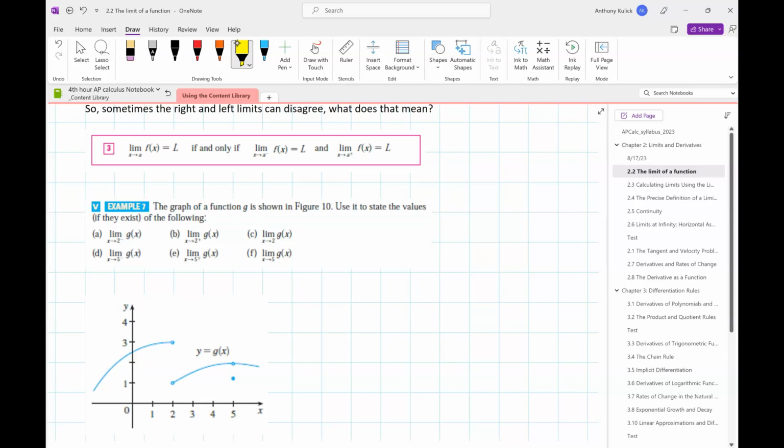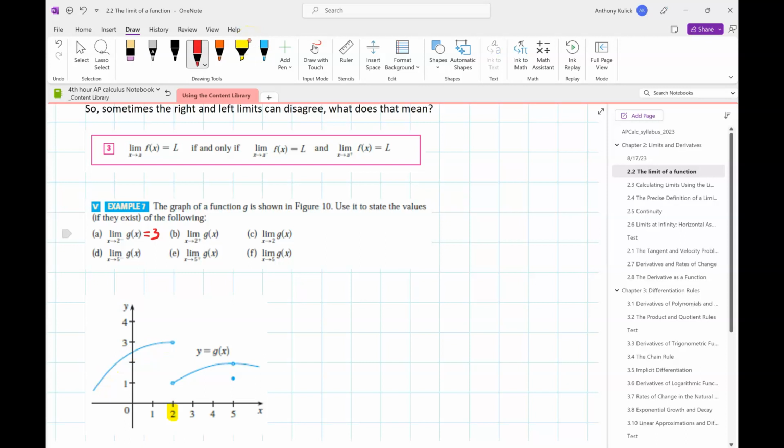That's all I got. So the first one is the limit as x approaches 2 from the left of g of x. So here's 2. I'm just going to follow the function starting at the left until I get to 2. What y value are we approaching? 3. Everybody agree? So we just say that's equal to 3.